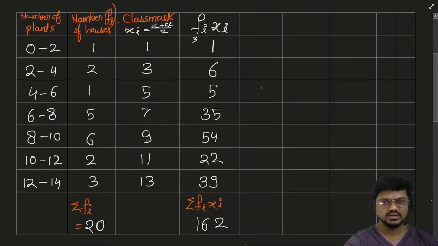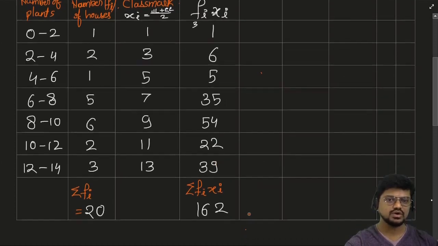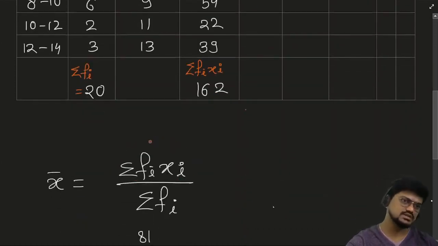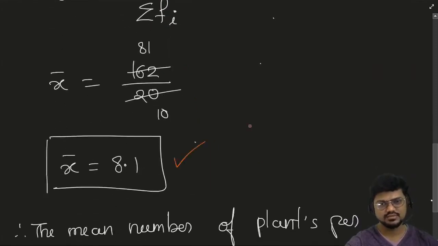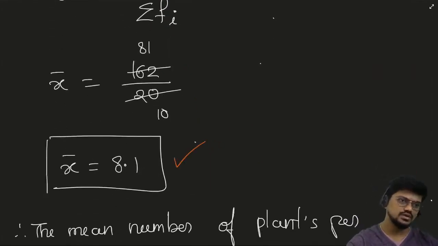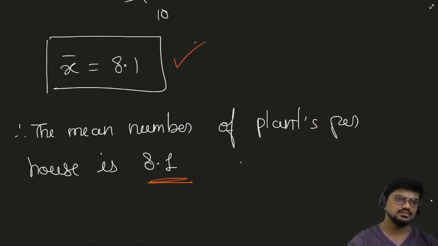Okay, so I have done the same thing. The frequency was already given. I have done the summation of fi, that is the summation of all these frequencies. Similarly, I have multiplied this and written over here. And after that you will add all of them. Why? Because you need the summation of fi into xi as per the formula, right? Then you will divide both of them and you will get the mean. By the formula you got the mean, and this is what the mean number of plants per house will be, 8.1. Clear, Aditya?